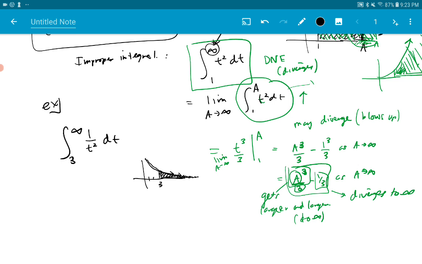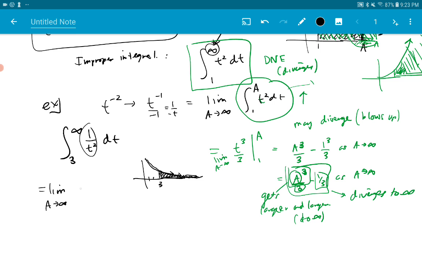It does extend infinitely far to the right, but it gets really thin. And because it's really thin, it's possible that the total area might add up to something finite. Well, let's compute it. This is the limit as a goes to infinity. What's the antiderivative of 1 over t squared? Remember, 1 over t squared is t to the negative 2, so that goes to t to the negative 1 over negative 1, which is 1 over negative t.